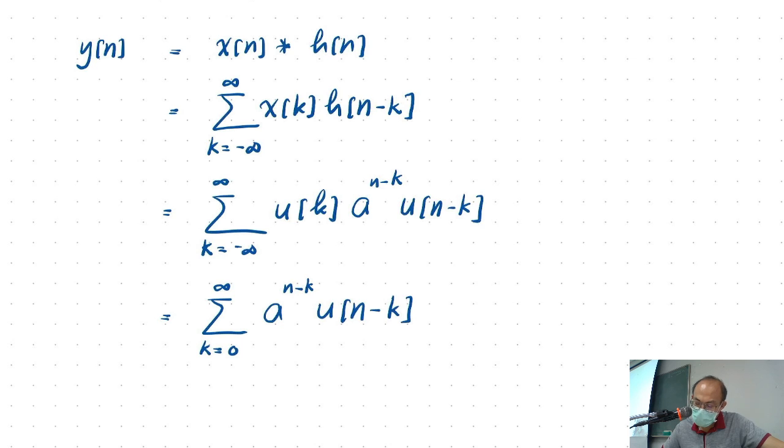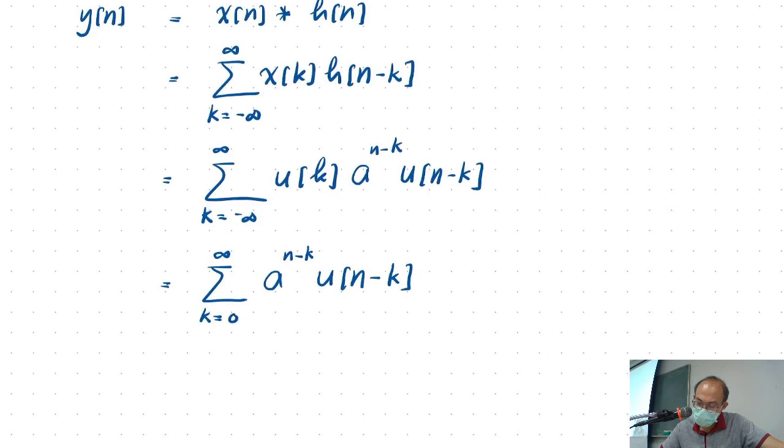Now, the second thing that we need to look at is this term, which is u of n minus k. You remember the value inside of the brackets has to be positive or 0, right?